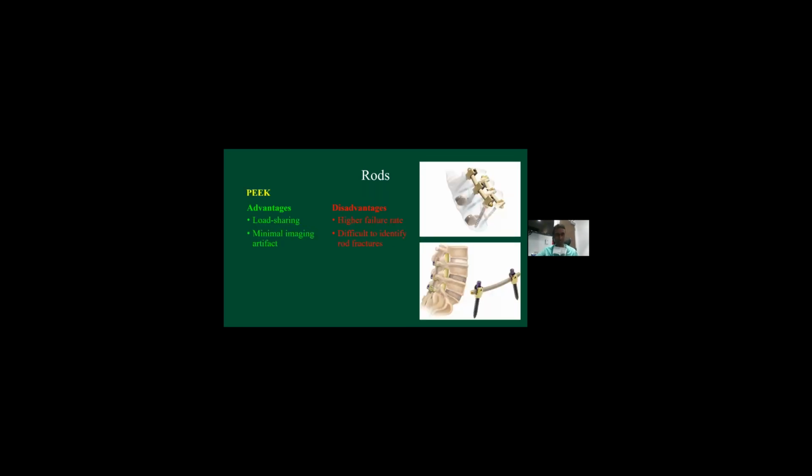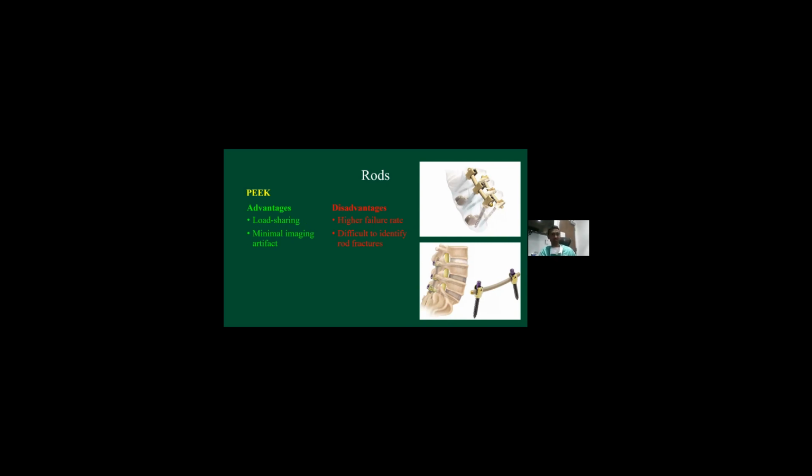Lastly, I want to talk briefly about PEEK rods. Unlike other rigid metal rods, PEEK is a semi-rigid rod. Due to its flexibility, one advantage of PEEK compared to titanium is that it can be used in load sharing. The flexibility of PEEK rods allows the stress to be distributed more evenly along the entire construct.